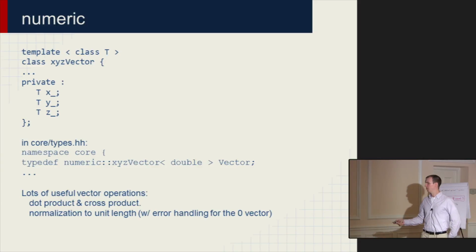This class has, it's a really lengthy file. It has lots of useful numeric operations, including dot products and cross products. You can normalize vectors to unit length, and it properly handles the cases where if you give it the 0 vector, it doesn't try to divide by 0.